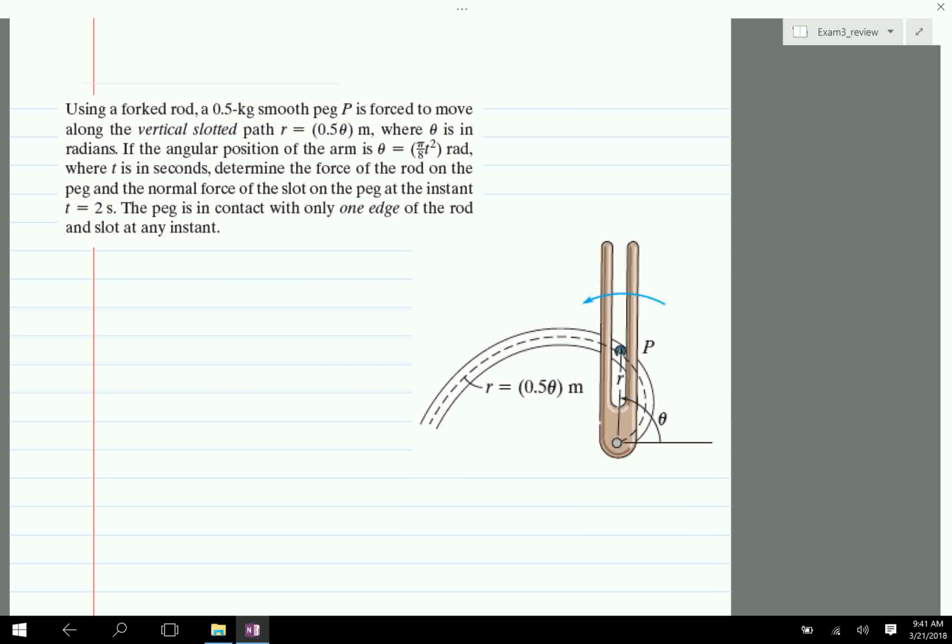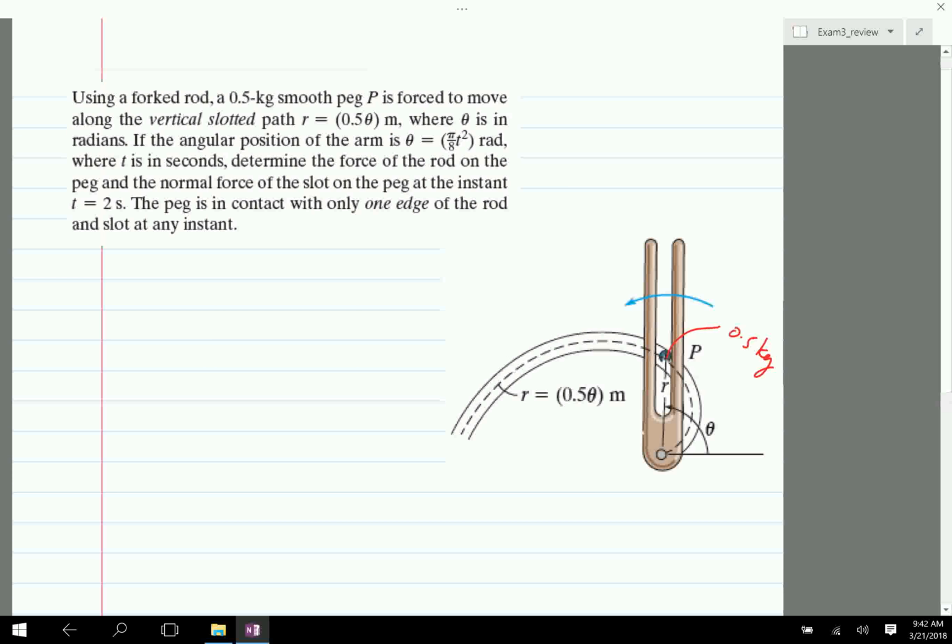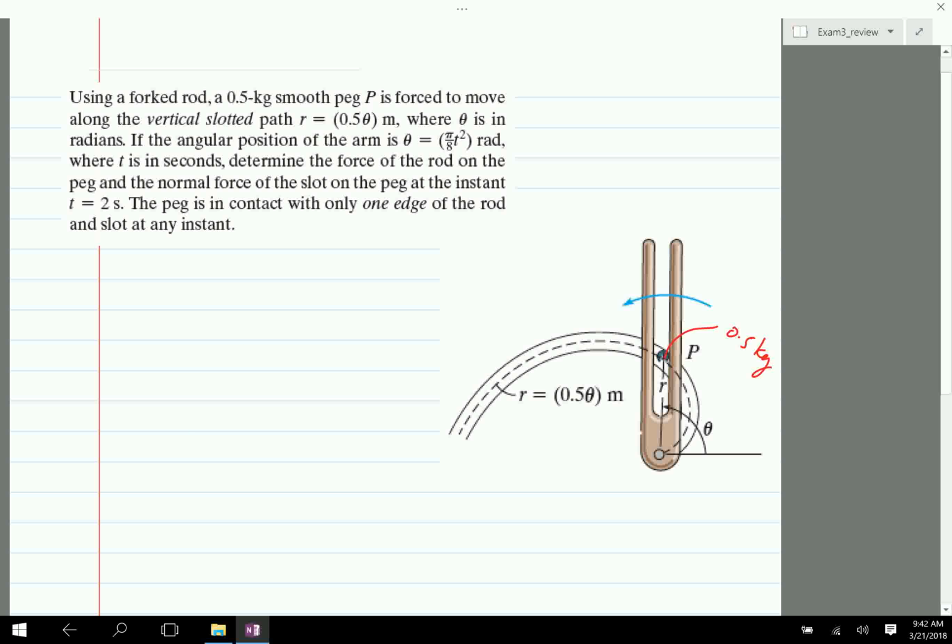Okay, using a fork rod, a 0.5 kg smooth peg. This is a 0.5 kg peg. It is forced to move along a vertical slotted path r equals 0.5 theta, where theta is in radians. If the angular position of the arm is theta equals pi divided by 8 t squared, where t is in seconds, determine the force of the rod on the peg and the normal force of the slot on the peg at the instant t equals 2 seconds. The peg is in contact with only one edge of the rod and slot at any time.